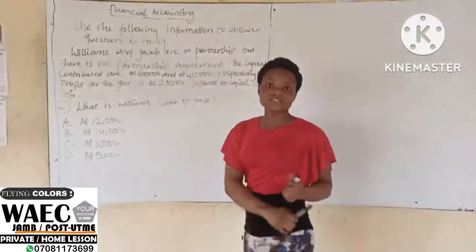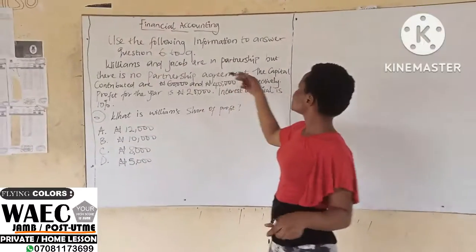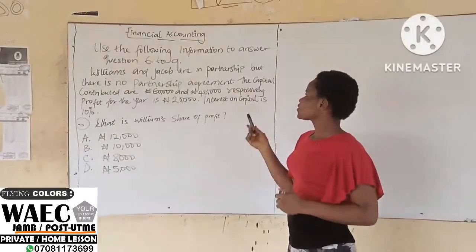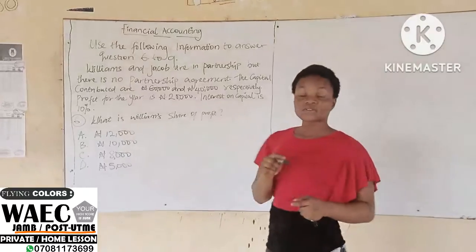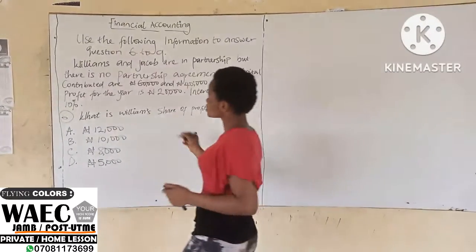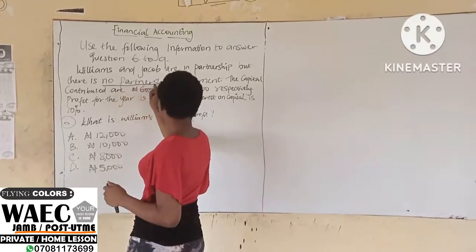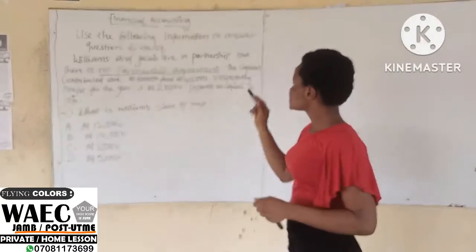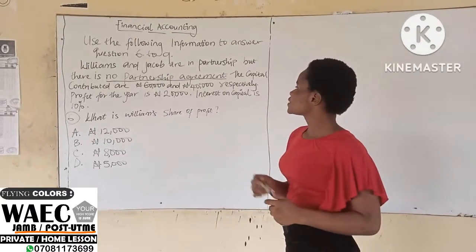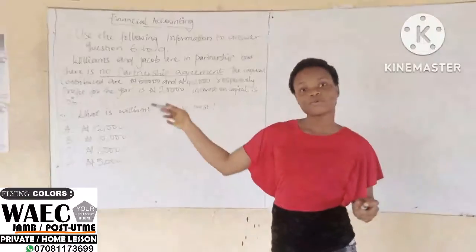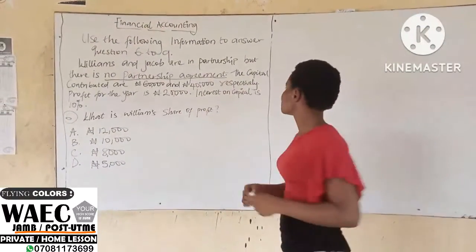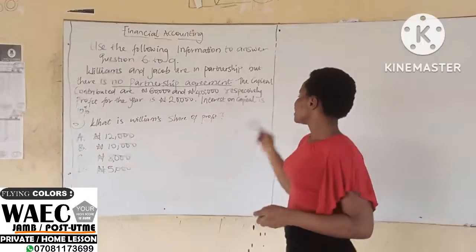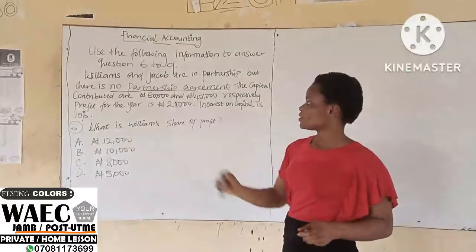Okay. Now we go over to the next one. Use the following information to answer questions 6 to 9. Williams and Jacob are in partnership, but there is no partnership agreement. Note, there is no partnership agreement. Okay? The capital contributed are 60,000 and 40,000. That means 60,000 is for Williams, 40,000 is for Jacob, respectively. Profit for the year is 20,000. Interest on capital is 10%.